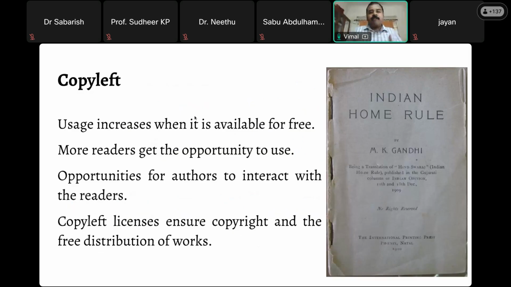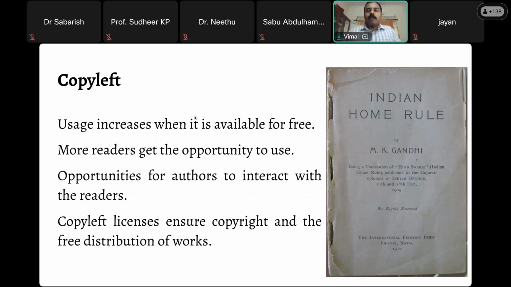I will tell you an example of how this open copyleft works with book publishing. Here's a good example. The book Hindu Swaraj, Indian Home Rule by M.K. Gandhi. He wrote the book on a ship on the way to South Africa. I think in 15 days he finished the book in the Gujarati language. He later translated it into English. The interesting thing is that he didn't retain any rights as the author. He mentioned there: no rights reserved. I think that's the first copyleft book.